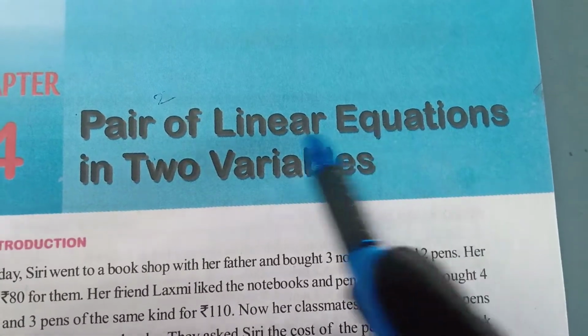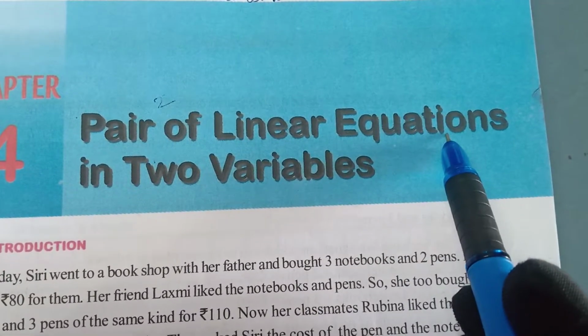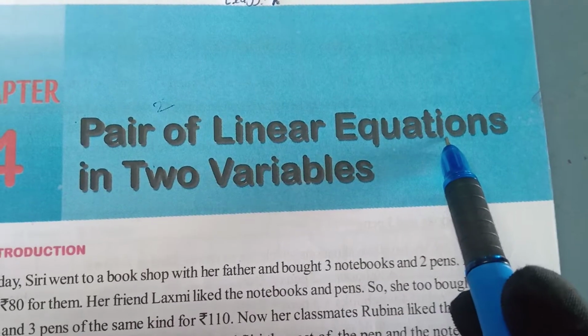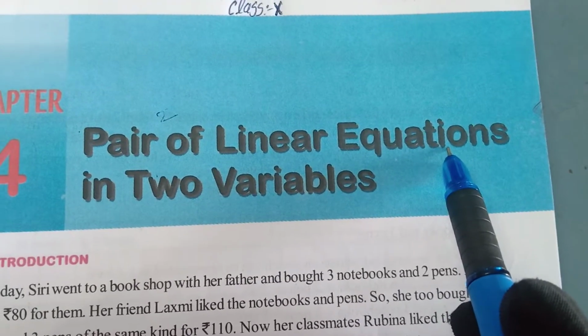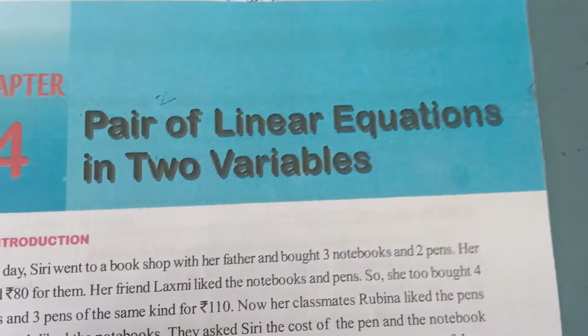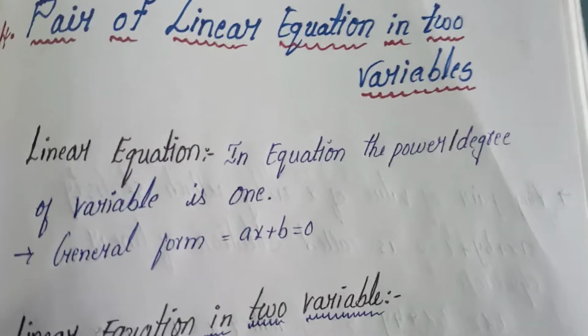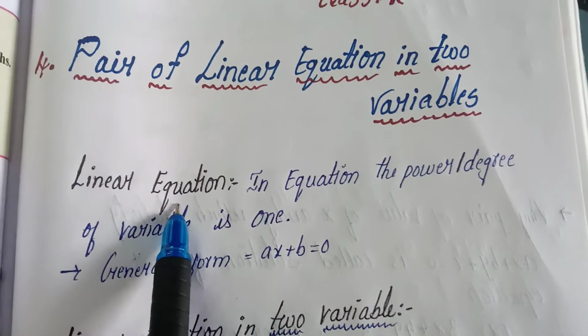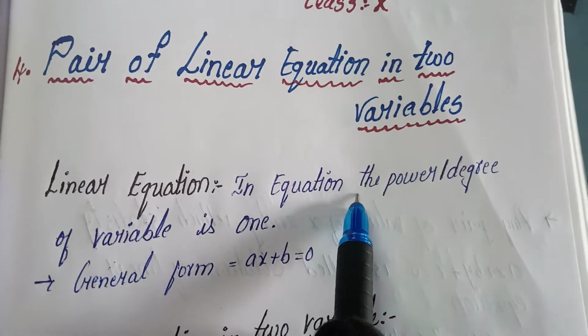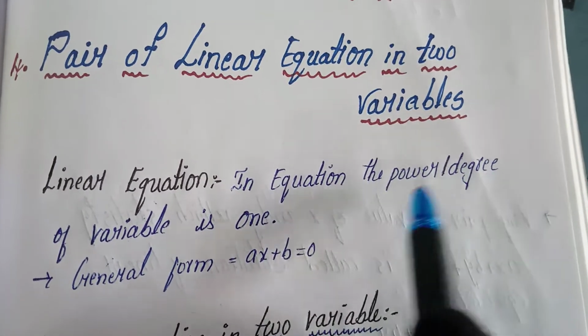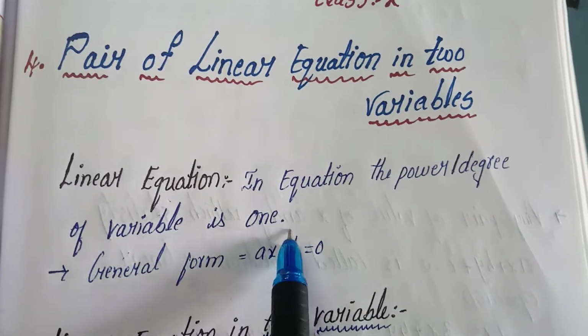Linear equation, first we have to know about linear equation. What is the definition of linear equation? What are the examples of linear equation? First we have to know about that. Let's see. Here is the definition of linear equation. In an equation, the power or degree of the variable is 1.